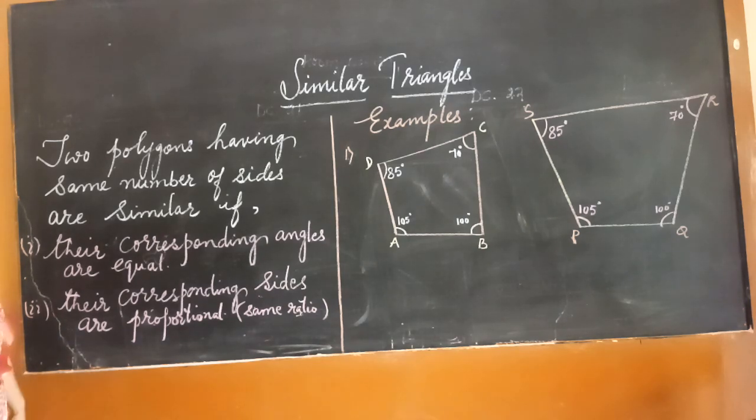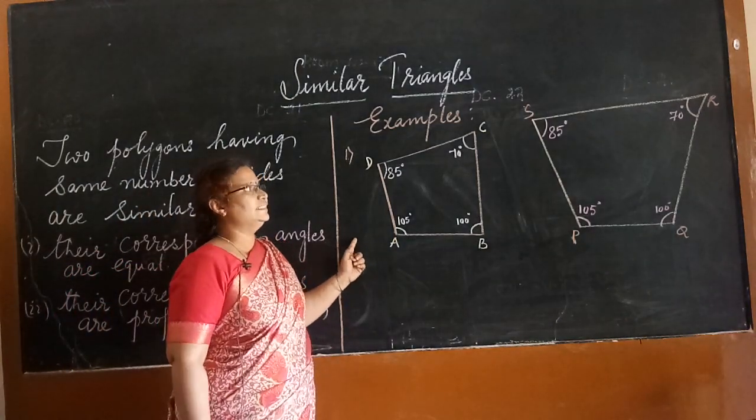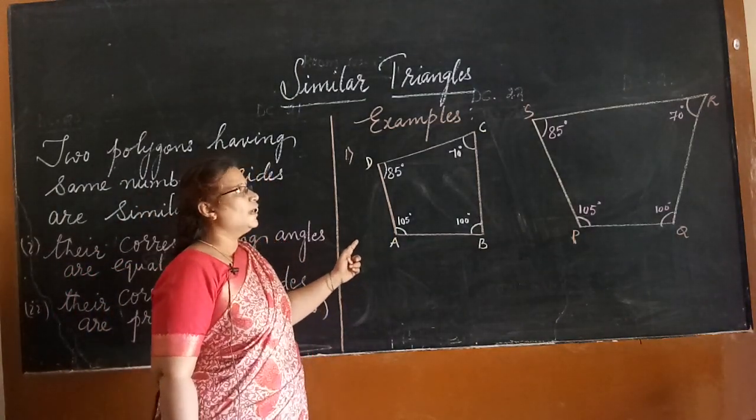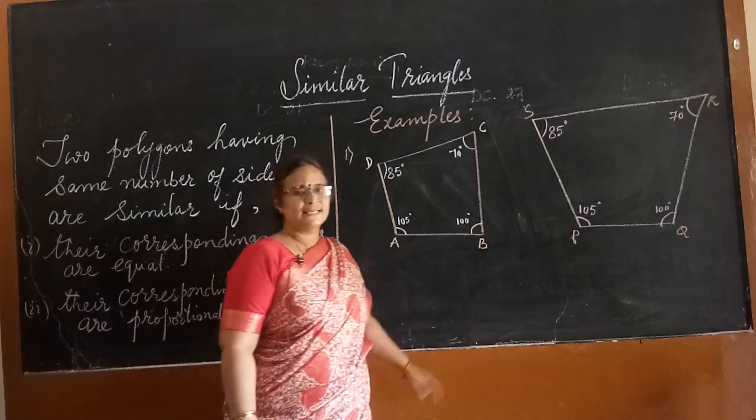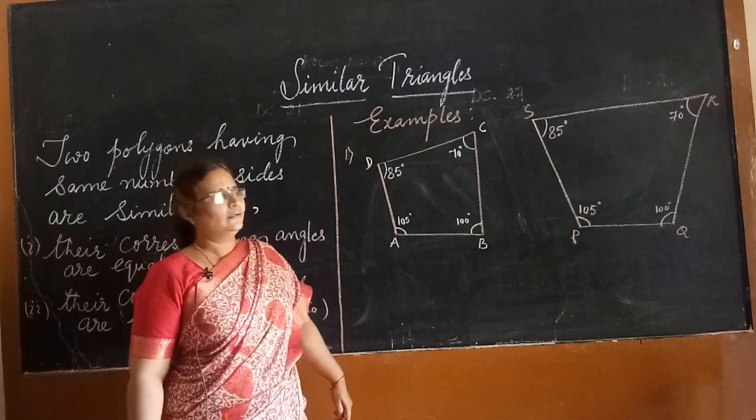It's a very important definition, children. You have to write it in the notes. Let us solve a few examples based on this concept. One of the examples given in the textbook is displayed on the board. There are two quadrilaterals. As I said, a figure having four sides is called a quadrilateral.